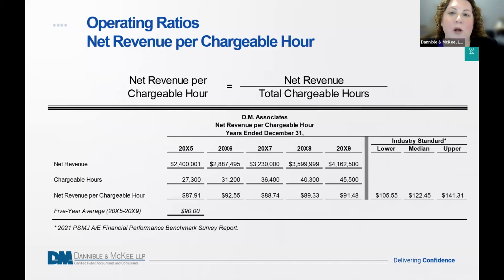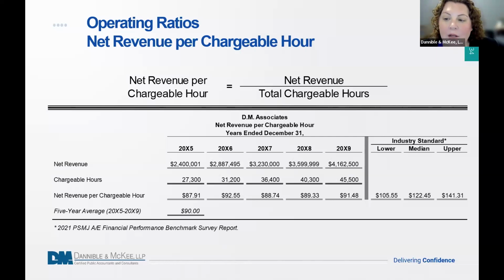All right, so the first one up, net revenue per chargeable hour. So this is taking that net revenue number. Remember, that's our gross revenue less any direct expenses, and you're dividing that by your total chargeable hours. So hopefully your accounting software is able to show you your chargeable hours, really looking at what your chargeable hours are running and what that net fee is compared to standard.